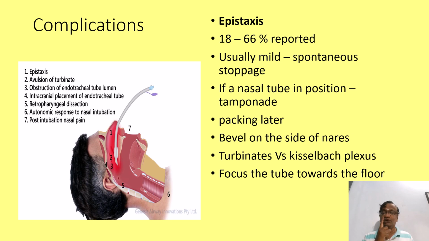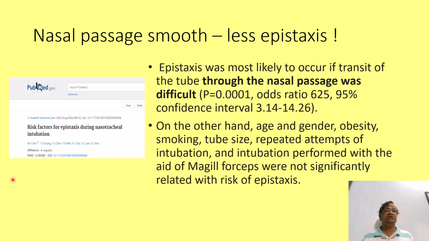For example, you think the hole is like this. You insert the tube, just tip here, and then go vertically. This is how a tube should be inserted, because the inside hole is directly down. It is not like this. Nasal passage is smooth and less epistaxis. Epistaxis was most likely to occur with transit of the tubes.